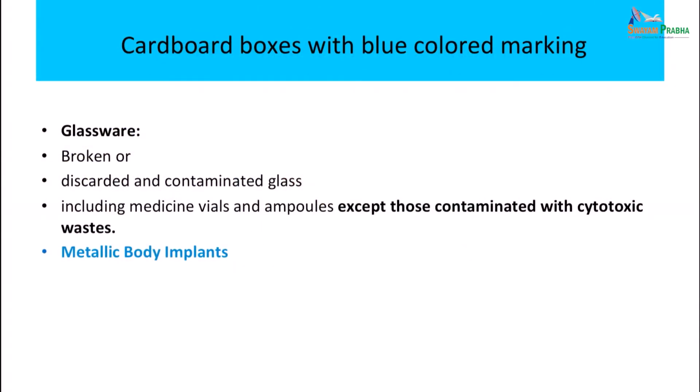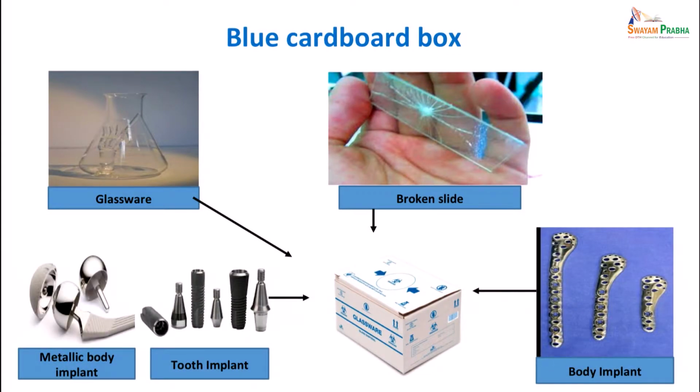Then cardboard boxes with blue colored marking can be used to collect glassware, broken or discarded or contaminated glass including medicine vials, ampules which could be contaminated with cytotoxic waste, they could be metallic body parts also which are part of the waste which can be collected in the blue cardboard boxes with blue linings on them.